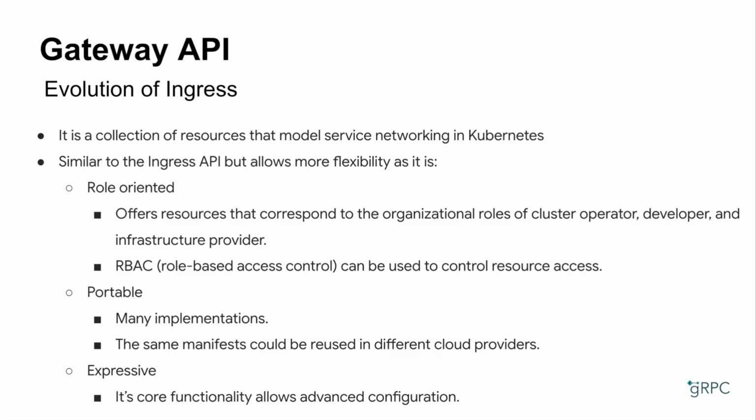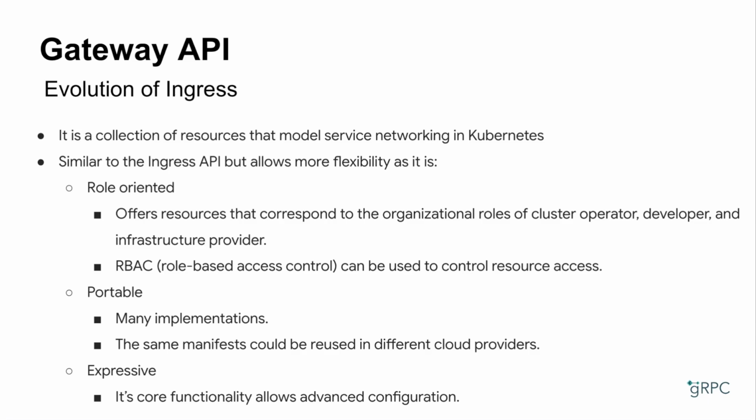Well, the Gateway API builds upon the lessons learned from Ingress and offers significantly more flexibility. And that flexibility comes from a few key design principles. One of the most important aspects is that it's role oriented. This means it provides resources that directly correspond to the different roles involved in managing Kubernetes networking. We will explore this in more detail later.